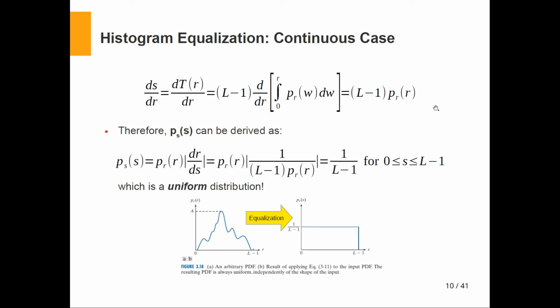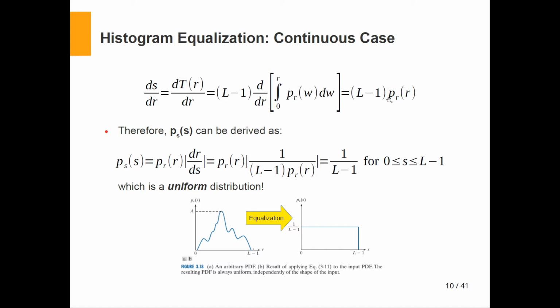Now that we have this, we can easily replace this derivative into the equation that we had for the PDF of s. So p_s(s) equals p_r(r) multiplied by the absolute value of the inverse of this derivative.